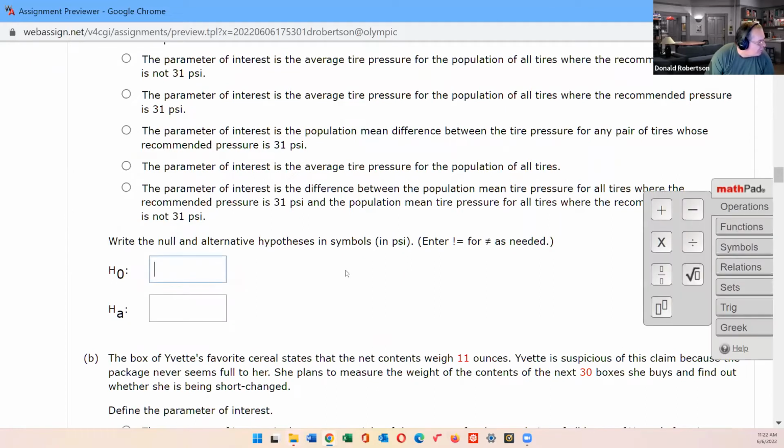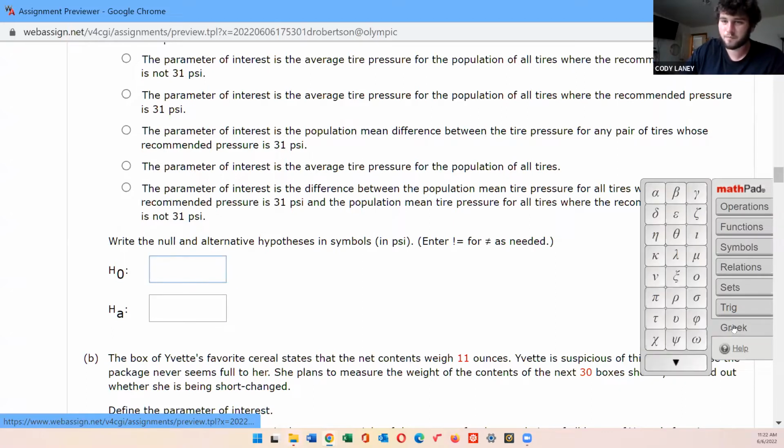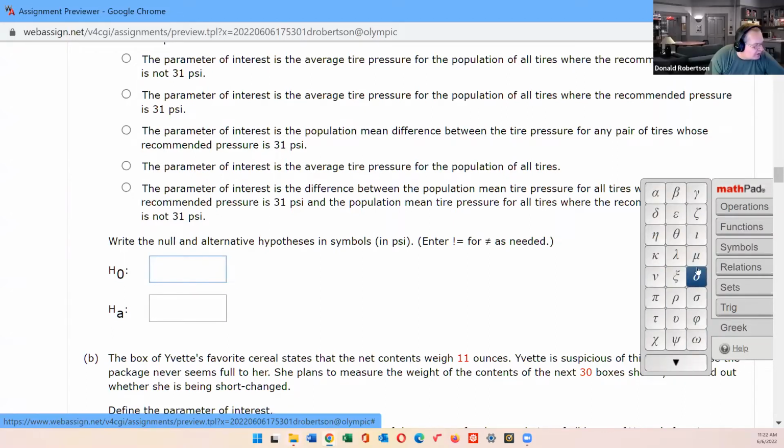Now, the null hypothesis will be H naught, and it's going to be mu equals. So where in this list of symbols will I get that funny mu letter? Because we need to type it in. Greek. And where are you hiding? There you go, mu, and it should equal 31, right? That's what the story says, and I put minus because I hit the wrong button. Equals 31.